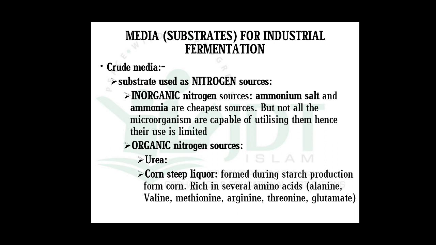Now the second one is the substrates used as a nitrogen source. Nitrogen sources are of two types, inorganic or organic. Inorganic nitrogen sources like ammonium salts and ammonia are the cheapest sources, but not all microorganisms are capable of utilizing them, hence they are used in very limited cases. In the case of organic nitrogen sources, we can use urea and corn steep liquor, which is formed during starch production from corn and is rich in several amino acids like alanine, valine, methionine, arginine, threonine, and glutamate.